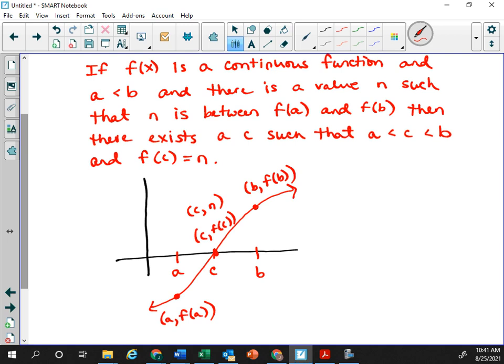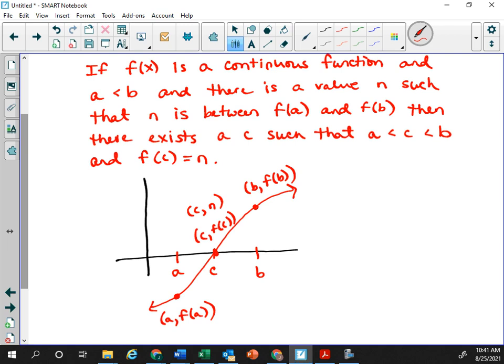Okay, so now let me paint all of these words. The graph here is my f of x function. It's a continuous function. And a is less than b, so you can see on the x-axis that A is less than B. So I've got two values in order. There's a value n such that n is between f of A and f of B. Well, here's f of A down here. Here's f of B up here. Would you agree n is in between those, right? Okay.